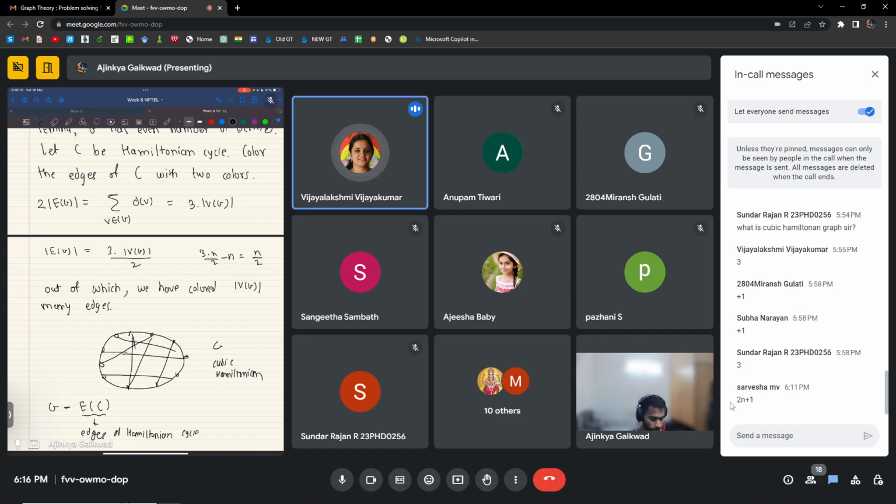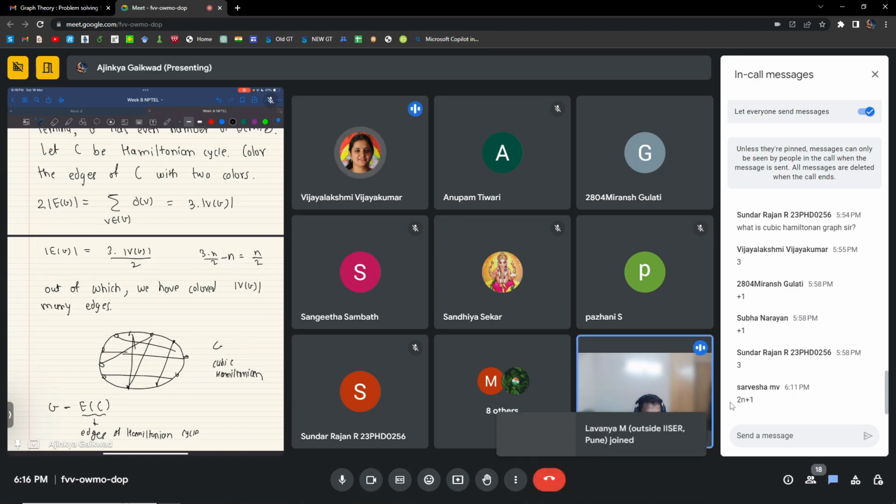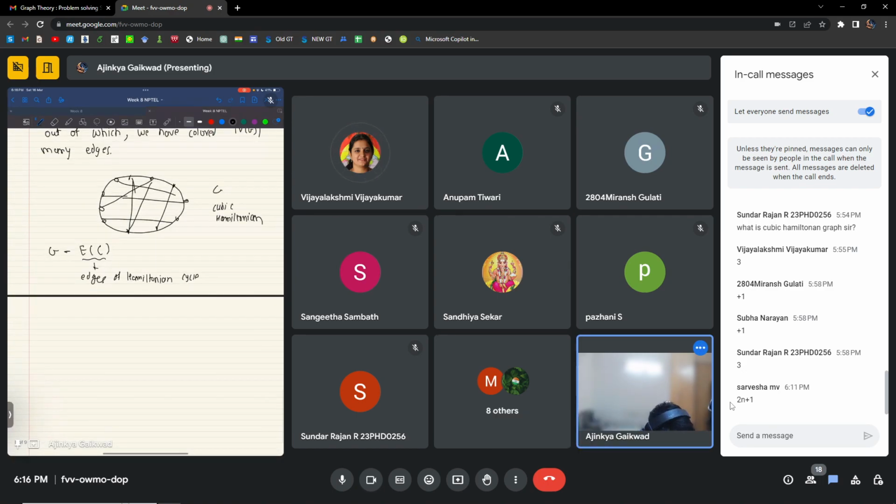Actually, with every vertex, one more edge will be there. So we can color the other edge with another color. Because every vertex is adjacent to two vertices on the cycle. So you are right. Let me say what she said, but a little more formally. So this graph G minus E(C) is a one-regular spanning graph.